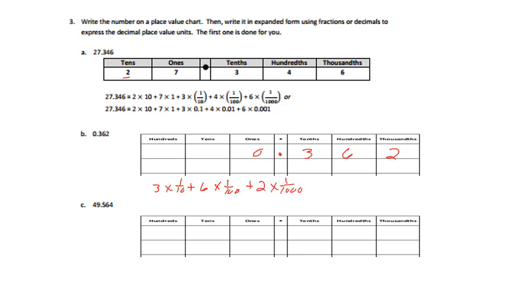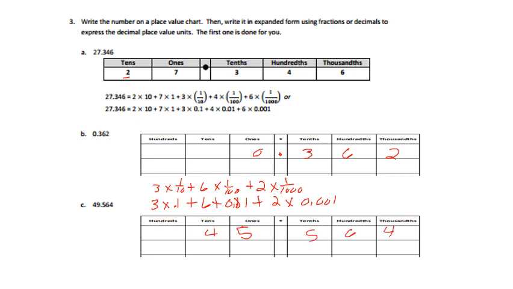1/100th plus 2 times 1/1000th. Now, the only thing we can change on this possibly, as you notice on top, we could possibly write it as a decimal, which would be 3 times 1/10 plus 6 times 100ths plus 2 times 1,000ths.